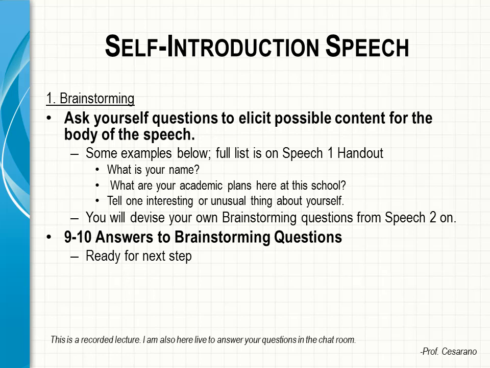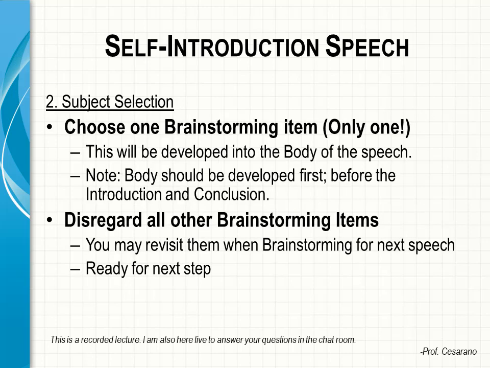Once you have 9 to 10 answers to the brainstorming questions, any one of which could be developed into the content of the body of the speech, you're now ready to move on to the second step of the speech prep process, subject selection. In this step, you must choose only one item from the brainstorming list that you will develop into the body of the speech. The sample brainstorming questions are listed on the Speech 1 handout.